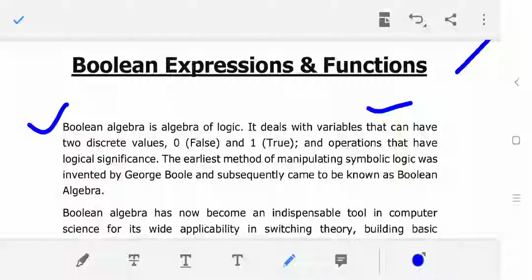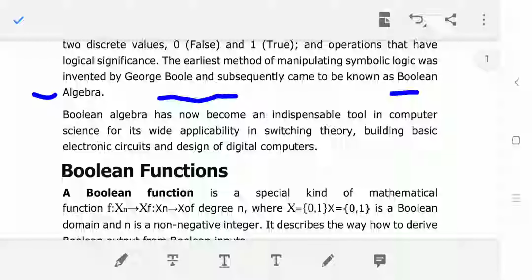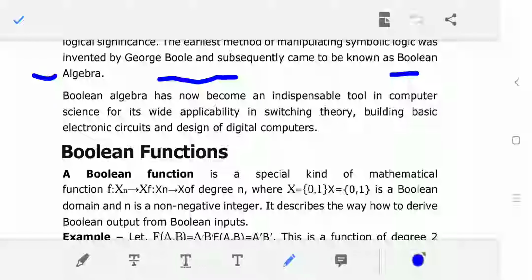The earliest method of manipulating symbolic logic was invented by George Boole and subsequently came to be known as Boolean algebra. Boolean algebra has now become an indispensable tool in computer science for its wide applicability in switching theory, building basic electronic circuits, and designing digital computers.